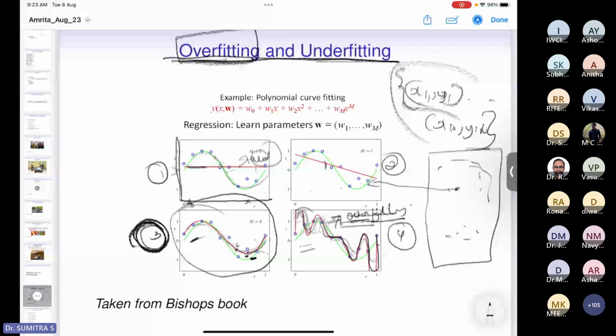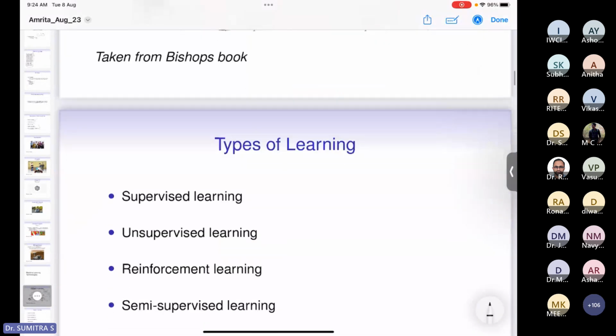So while we are developing a model, we have to make sure that underfitting is not happening, and overfitting is not happening. If you develop a model and it produces correct answers for the data we have selected for training, we cannot say that we have developed a very good model. It may suffer from overfitting, so we have to make sure that our model doesn't suffer from overfitting as well as underfitting. So this is one of the challenges involved in data modeling. Okay, so the next slide is types of learning.